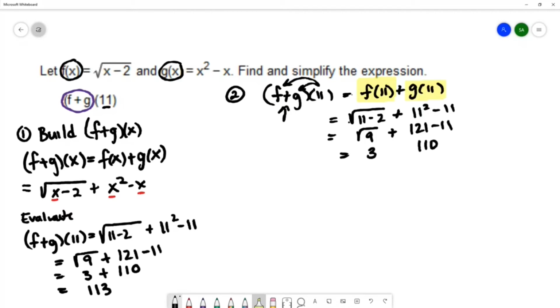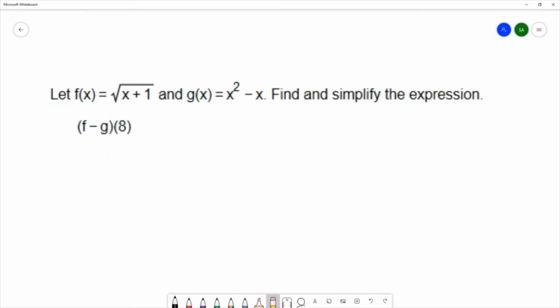So we found f of 11 to be 3, g of 11 to be 110, and then we add those results together. I'm adding them together because that's the operation indicated here. And we get 113. So that's two different ways that you could have evaluated f plus g of 11.